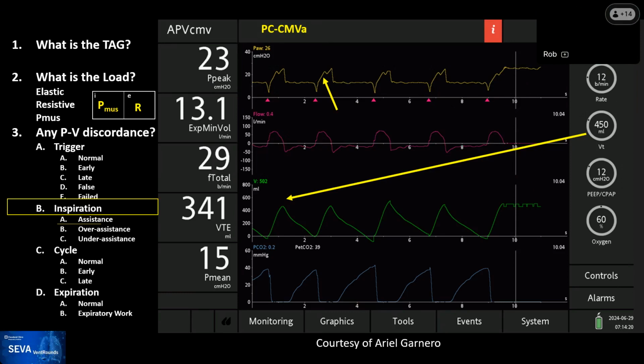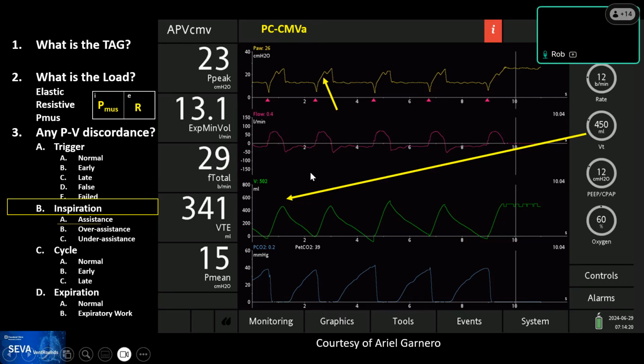A rate of 29. Yes, the rate of 29 represents that the patient's making a lot of inspiratory efforts. So there again, it's not just the effort or the work per breath that's important. It's the number. It's basically the power output of the muscles over time. So that could be a concern.